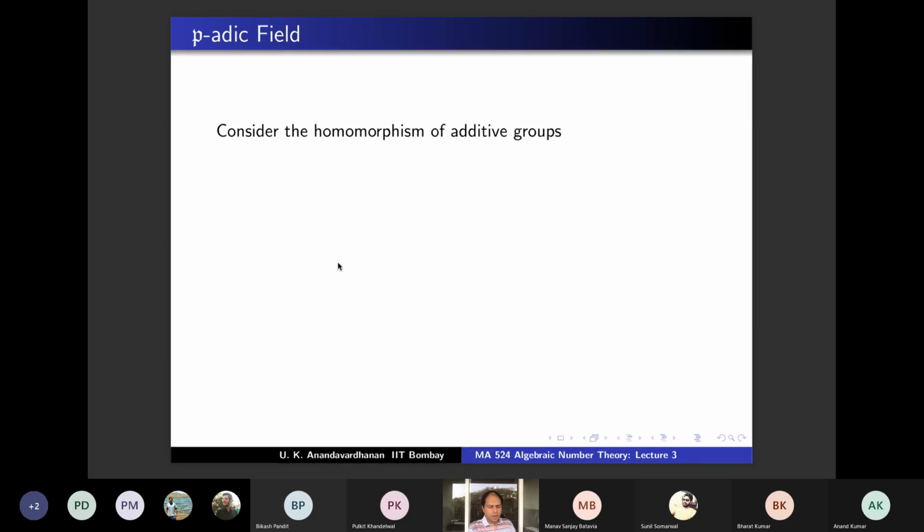Okay, some more very basic facts and then we will stop. So consider the following homomorphism of additive groups. These are ideals, right? P power r is an ideal, and ideals are also additive groups under addition. So there's a natural homomorphism that you can check. If you take x in this, you multiply by pi power r. So x goes to x times pi power r plus p power r plus 1. Is this a homomorphism? This is easy to check. This is a homomorphism. Is it surjective?